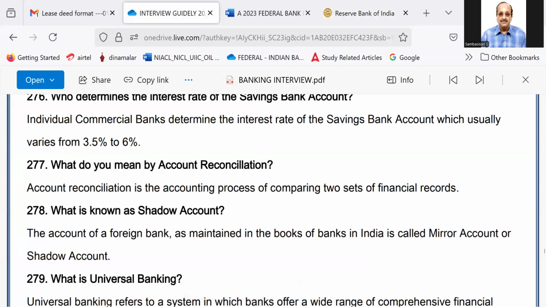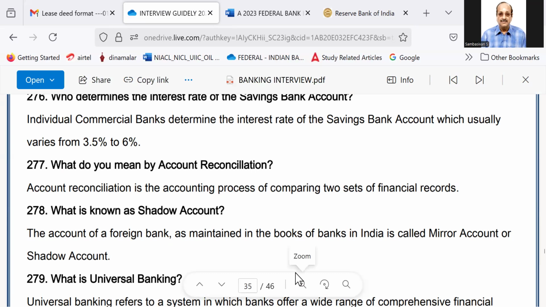Now, please read. Question 277. What do you mean by account reconciliation? Account reconciliation is the accounting process of comparing two sets of financial records. The reconciliation comes because companies have accounts with banks, but the checks deposited by them may not have been collected, and checks issued by them might not have been presented. So there will be a difference. Reconciling the difference between the balance as per our books and the books in the bank is known as bank reconciliation statement. For commerce candidates, this can be asked.